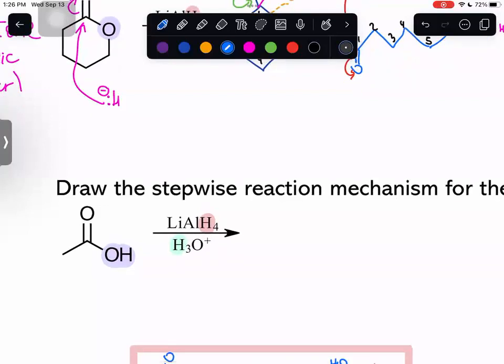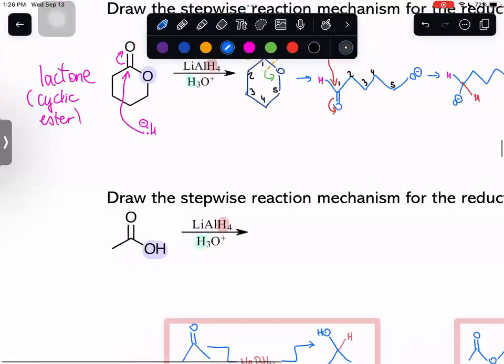Now, next thing we have is carboxylic acid. What do we think is going to happen in here? Leaving group. Yeah, exactly, same exact process. So nucleophilic attack, reform the double bond, kick out the leaving group. Yes, so your byproduct technically is going to be water. Yeah, it's a byproduct.